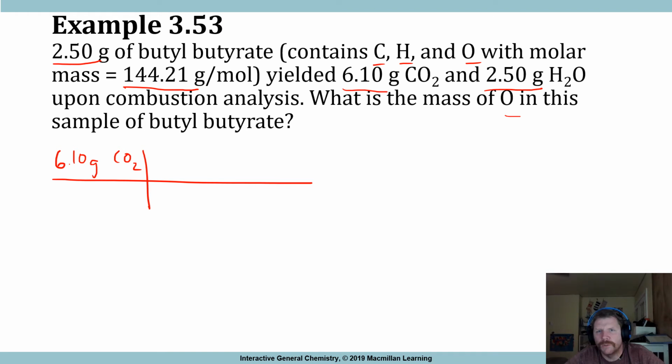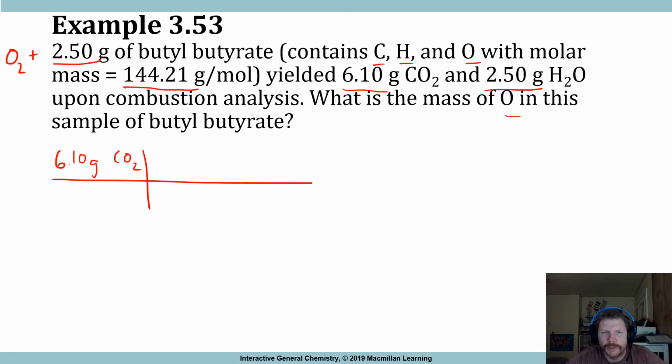Now, when you look at that 6.10 grams, that might be a little bit confusing because you might be saying, well, we had 2.5 grams and now we've made 6 grams. Well, yes and no. Keep in mind that we're burning this hydrocarbon, so what we're adding to this is excess O2. So the fact that there's more CO2 produced than there was butyl butyrate originally should not be a concern to you at all.